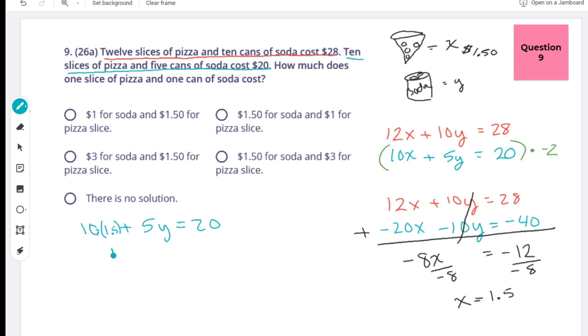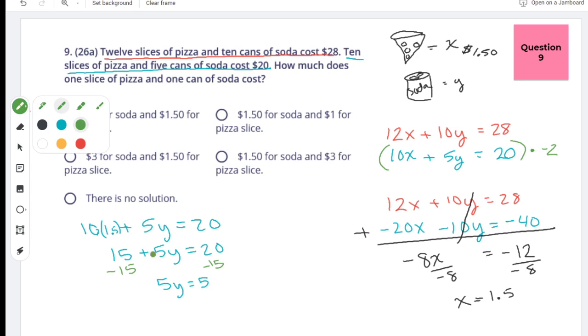So 10 times 1.5 is 15. And I'm going to subtract that 15 to the other side of the equal sign, because we want to get that y by itself. So I have 5y is equal to 20 minus 15, which is 5. And that 5 and y are being multiplied together. So to undo that multiplication, I'm going to divide both sides of the equation by 5. So I get that y is equal to 1. So the cost of a soda would then be $1.